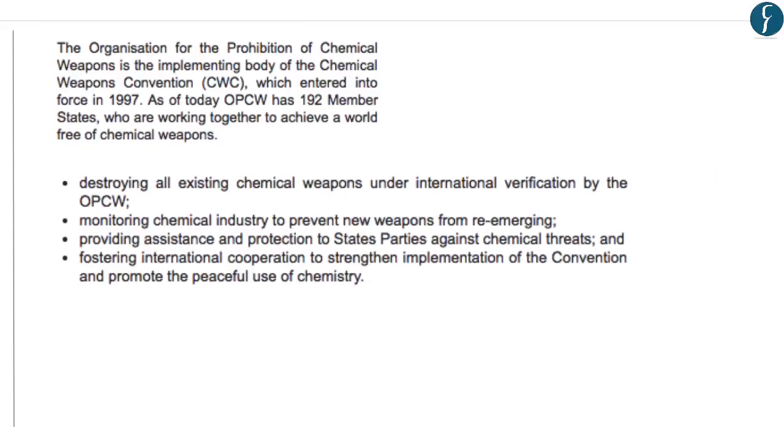As we see, the Organization for Prohibition of Chemical Weapons is the implementing body of the Chemical Weapons Convention. Hence, this information becomes very important, which entered into force in 1997. As of today, OPCW has 192 member states who are working together to achieve a world free of chemical weapons. This OPCW is an independent and autonomous international organization and has a working relationship with the United Nations.